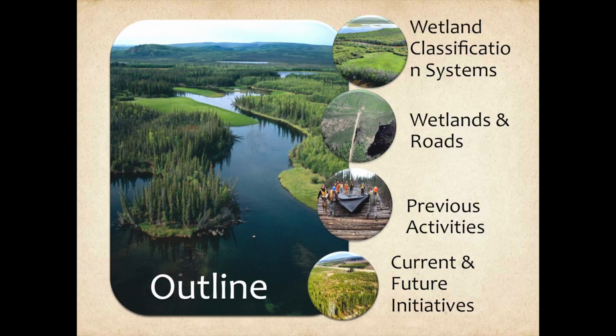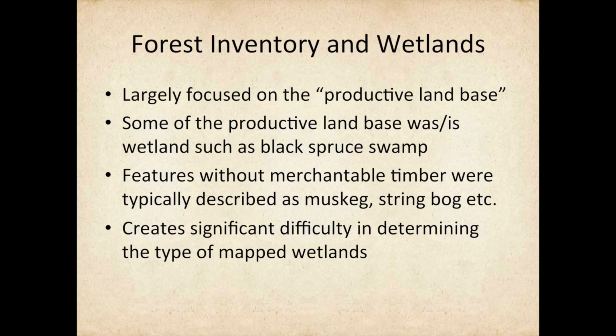I'm going to start off with forest inventory and wetlands, because that's where I got my first exposure to wetlands. And as was mentioned by Paul, it's largely focused on the productive land base. Some of the productive land base was and is wetland, such as black spruce swamp, which is perhaps not as common in the west, but it's very common in eastern Manitoba and into Ontario. Features without merchantable timber were typically described as muskeg and or string bog.